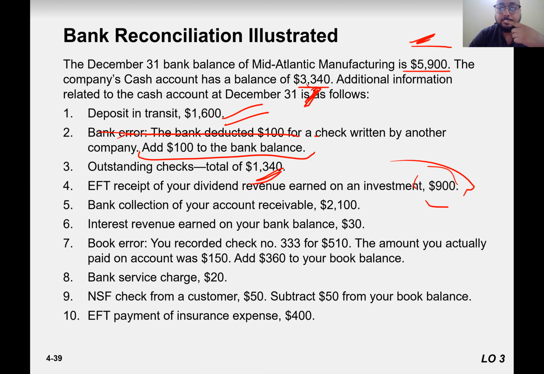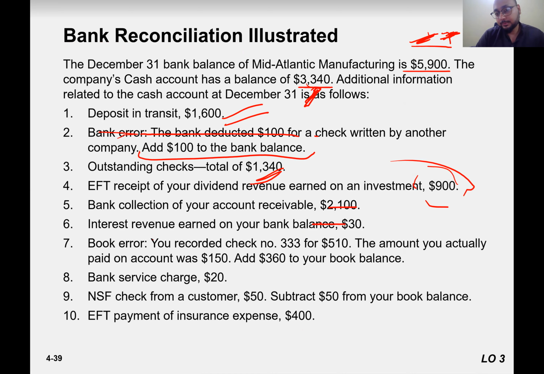Okay. Bank collection of your accounts receivable. The bank collected on your behalf. It's already added on the bank side, right? But it's not added on the book side, so you add it back there, right?